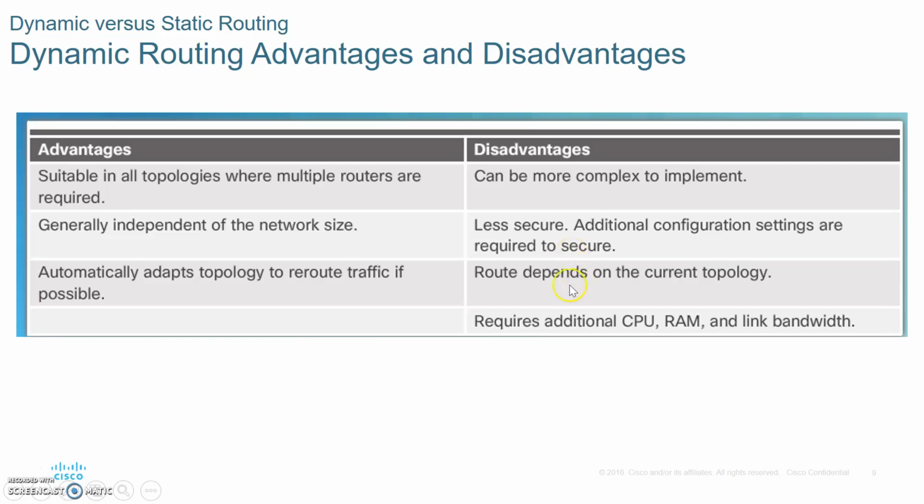And also the route depends on the current topology. So as the topology changes, your route also changes. So sometimes it can be a bit more difficult to troubleshoot. And also because you're running dynamic routing protocol, you need to set aside CPU and RAM for the routers to run all these routing protocols. So this may slow down your routers. And also bandwidth, because the routers are sending update information to each other, you also eat up some of the bandwidth.